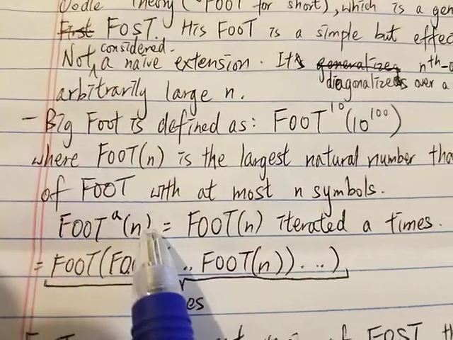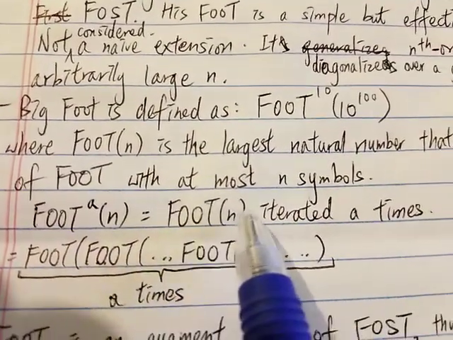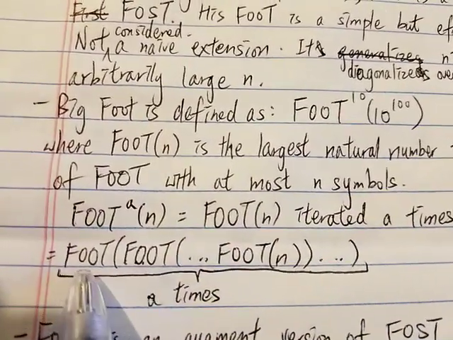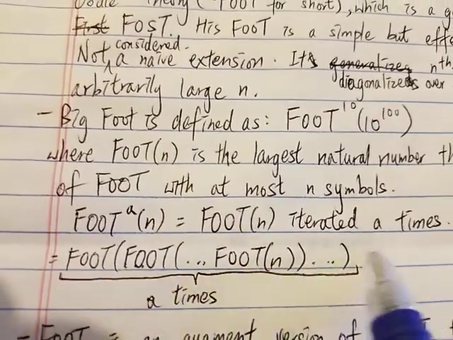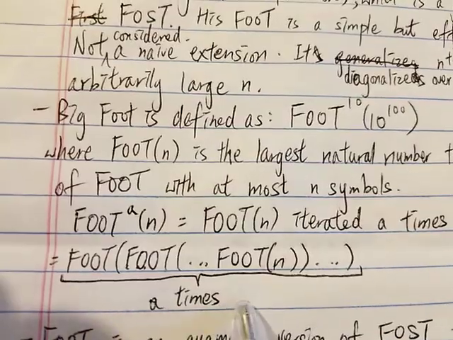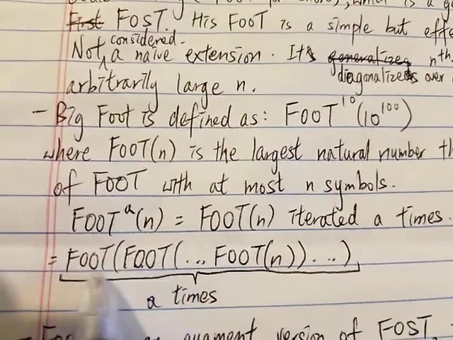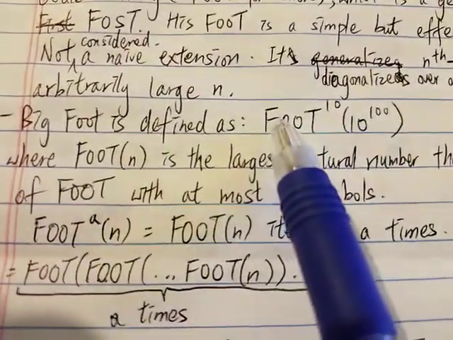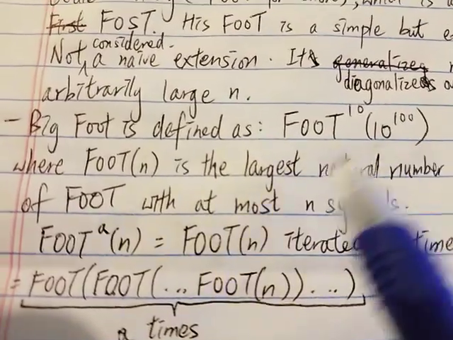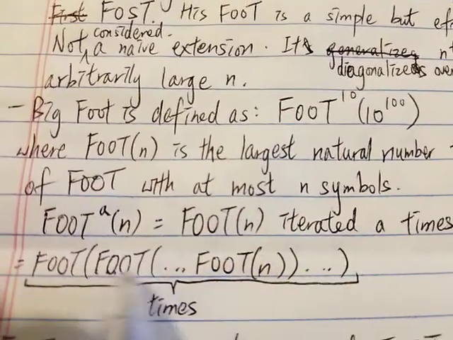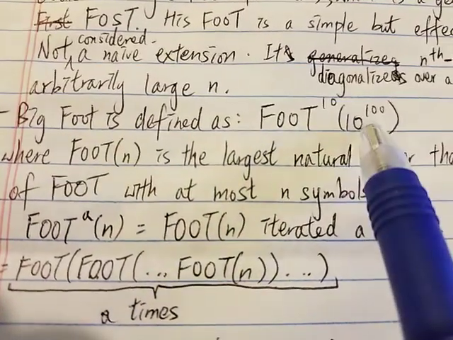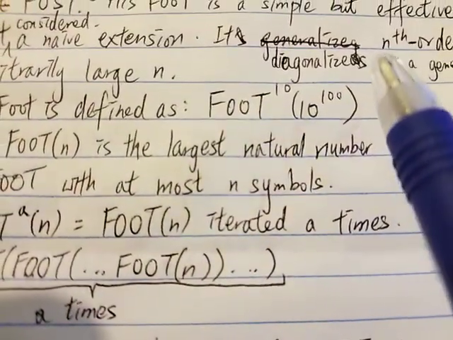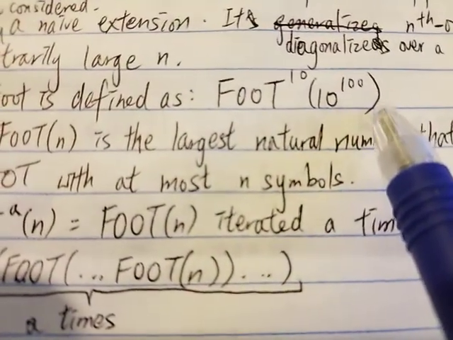So Foot a of n basically means Foot n iterated a number of times. So this one is equal to Foot, a bunch of Foot functions iterated a number of times. So that means there are a Foot in here. And Bigfoot, again, is this thing over here. So basically, it means there are 10 Foot functions nested here. And the n here is 10 to the 100, which is a googol. So this is a very, very big number, much bigger than even Rayo's number.